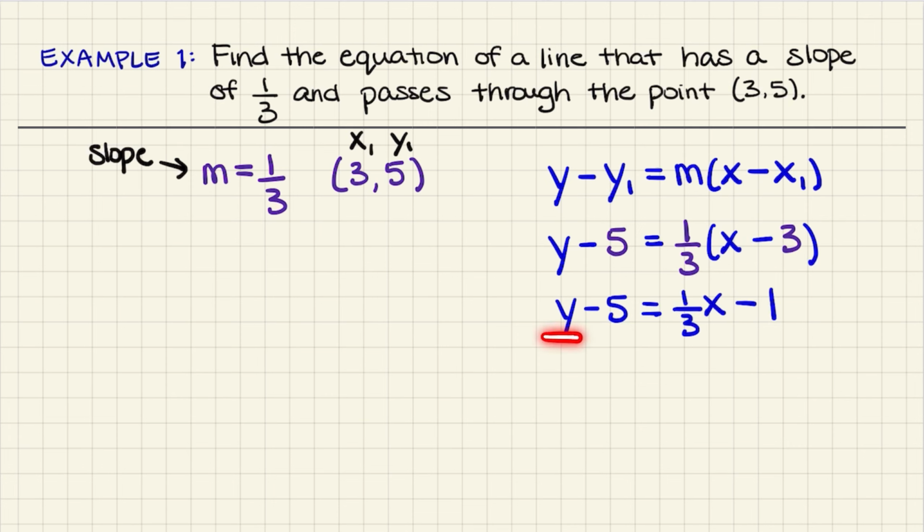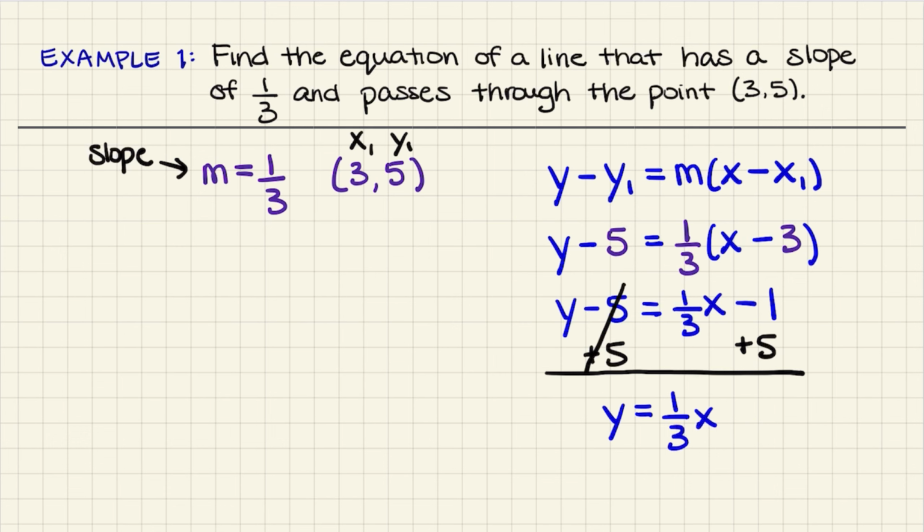Now to get y isolated, we need to get rid of this -5. So we're going to add 5 to both sides. And the 5's cancel out, and we get y equals 1/3 x, -1 plus 5 is +4. So our final answer is y equals 1/3 x plus 4.